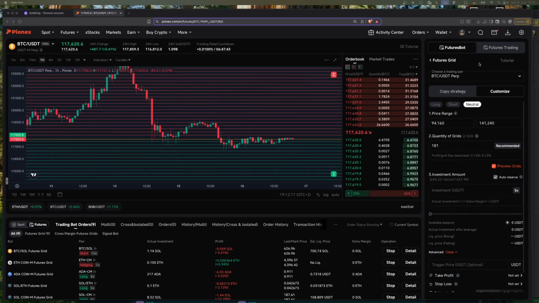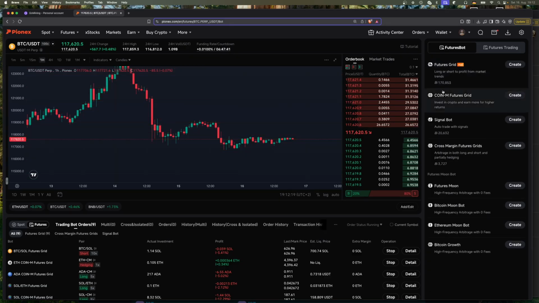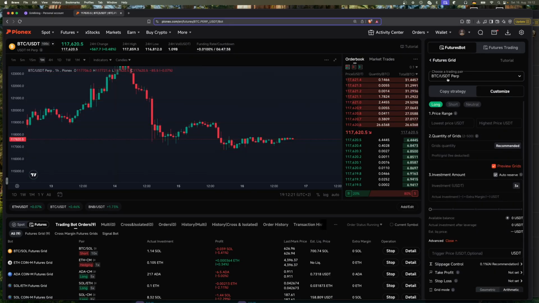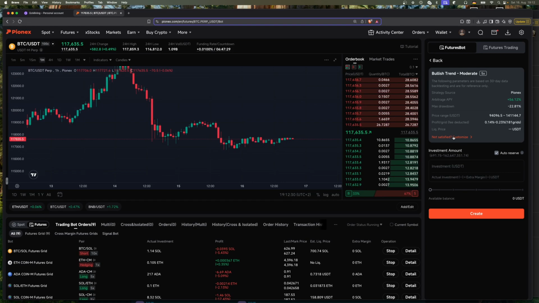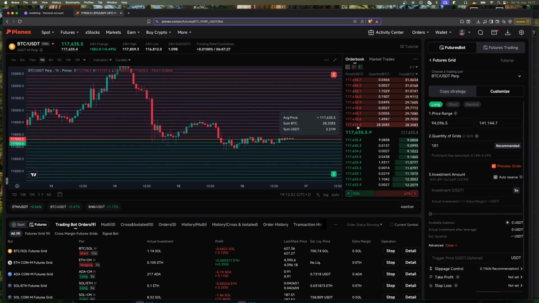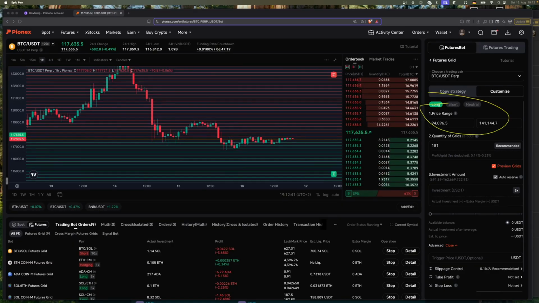Okay, how do we create a bot? Well, first of all, go to futures grid, create. You select the pair you are interested in. Then I would recommend going to copy strategy, copy bot, and then we are going to customize the bot. Why are we going to customize it? Well, the bot itself has a price range, as you can see here, meaning in this range, the bot is actually doing the arbitrage.